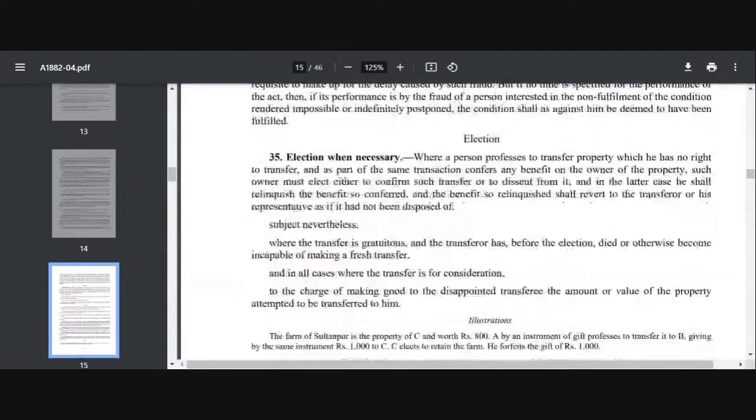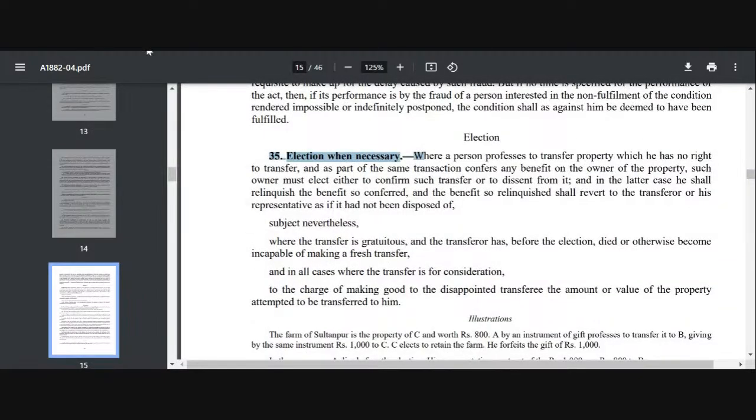Come to 35, election when necessary. So now 35 is again one important section. So after doing 25, 26 and 29, हम आ जाएंगे 35 पर. Section 35 which talks about election and when is election necessary, right. So section 35 talks about doctrine of election. Now doctrine of election means, you know, you have to elect here. It means choosing between two inconsistent or two alternative right.